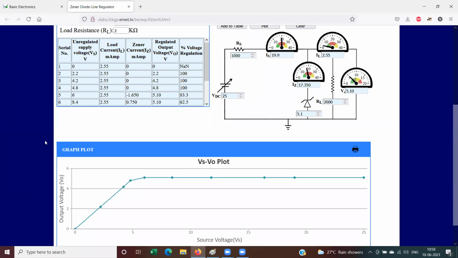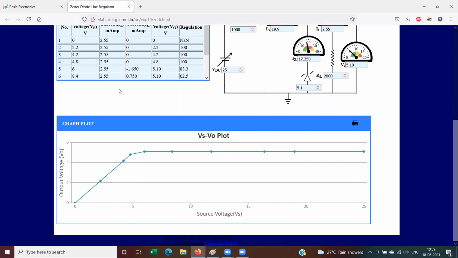Are you getting this curve? Yes, sir. Good, very good. You need to plot only this curve. So whatever curves you are getting for the first case, plot them for this case also.